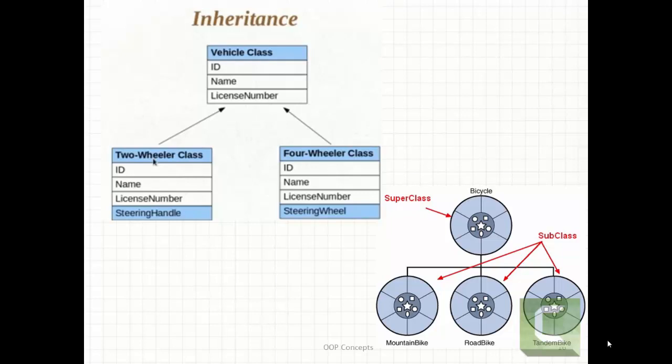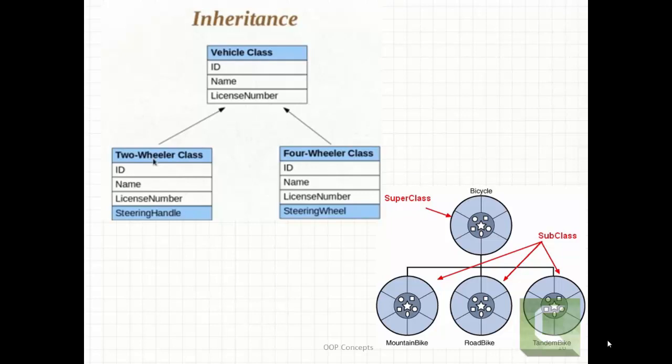The two-wheeler class, if you see, has three attributes which are common from the vehicle class, that is ID, name and license number, but it has a steering handle. In the case of the four-wheeler class, it has a steering wheel, which is different from the vehicle class. So you can say that it is inheriting a few properties from its parent class and then adding some more extra to its own class, right? So it is giving the concept of reusability.